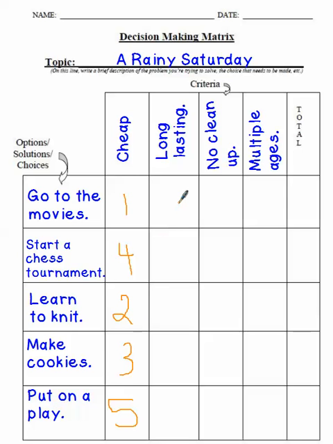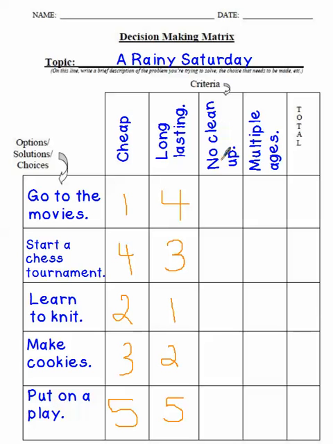The long-lasting criteria, let's say, putting on a play would take pretty much the entirety of the day. Going to the movies takes a good portion of, say, an afternoon. Making cookies takes a little while, but not a ridiculous length of time. A whole chess tournament would take a while, I think. Learning how to knit takes a long time, but it's limited by my attention span, so I'm not going to be able to spend a whole lot of time on learning how to knit. I've tried in the past and it didn't go well.